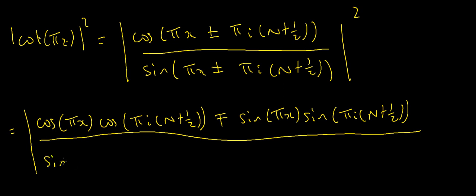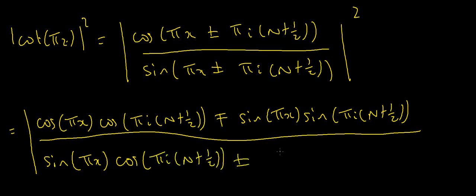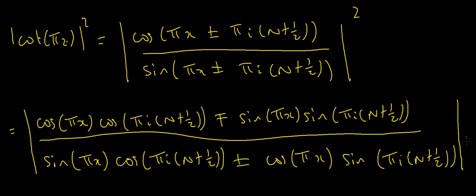So that's sine of pi x cosine of pi i times (n plus a half), plus or minus cosine pi x times sine of pi i times (n plus a half). Is that correct? Not quite, I need to have cosine of pi x there. Modulus of that all squared.